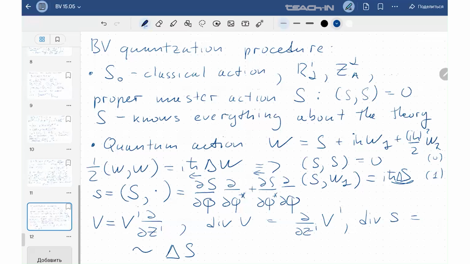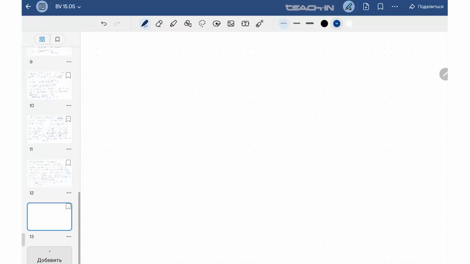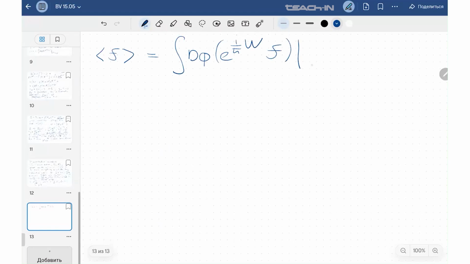Okay, very good. So one way or another, suppose we obtain this quantum action. This is the main ingredient for the path integral, and then we can consider the quantum average of an observable f, which is just a path integral over phi of the exponential of i over h bar W times f, and all this is gauge fixed, which means that one needs to replace antifields with derivatives of the gauge fermion.